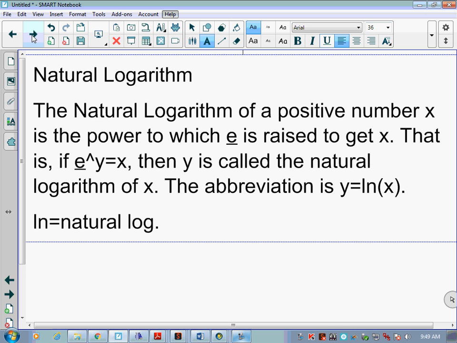All right, natural logarithms, you'll see this in a box on page 407. A natural logarithm of a positive x is the power to which e is raised to get x. That is, if e to the power y equals x, then y is called the natural logarithm of x. The abbreviation of that is y equals ln x, where ln is our natural log.